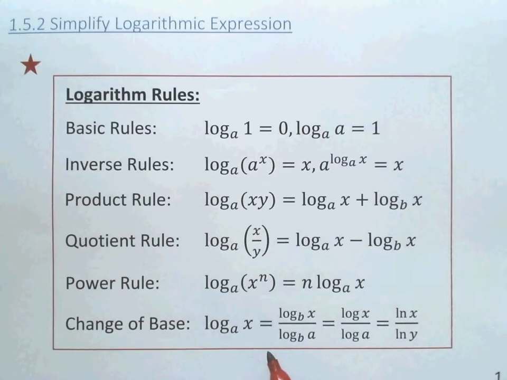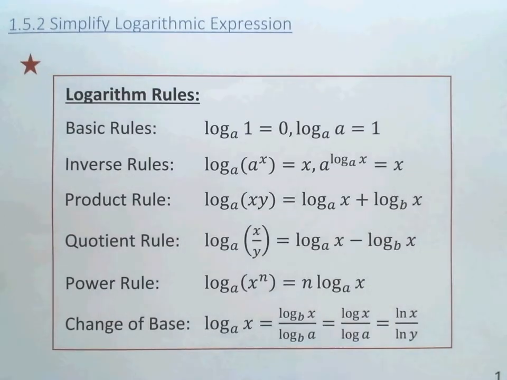The last one here is change of base. If we have a log, we can change the base from A to B. Changing from A to B is this formula: log base B of x over log base B of A. If we take B as 10, we call this the common logarithm. And if we take B equals the natural number e, it goes to ln, the natural logarithm. Both the common and the natural logarithm you can find on your calculator, right? For example, a Texas Instruments calculator.